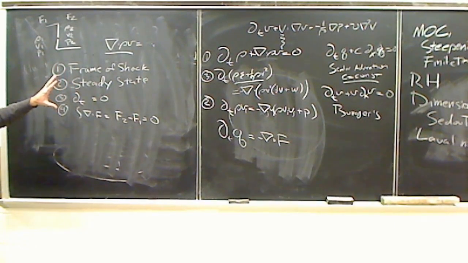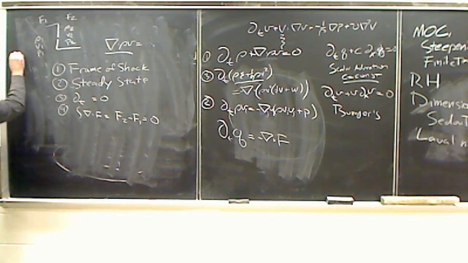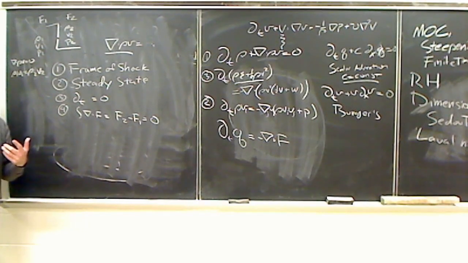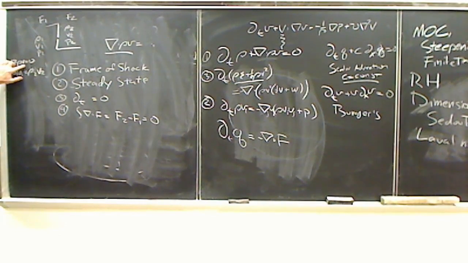So the first one, continuity, is straightforward. We're setting the d by dt term to 0, so we're left with div rho v equals 0. I integrate that, and I'm left with rho 1 v1 equals rho 2 v2. Does that make sense? This should be super clear now. And if it's not, stop me and I'll go back over it. So we just integrate this rho v term to get rho 1 v1 equals rho 2 v2.